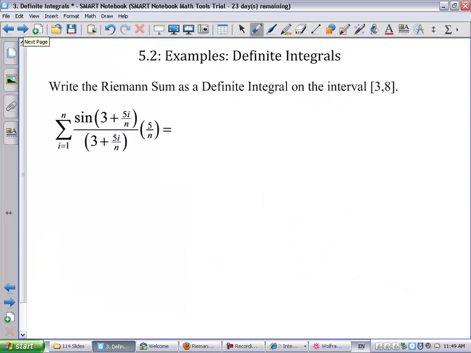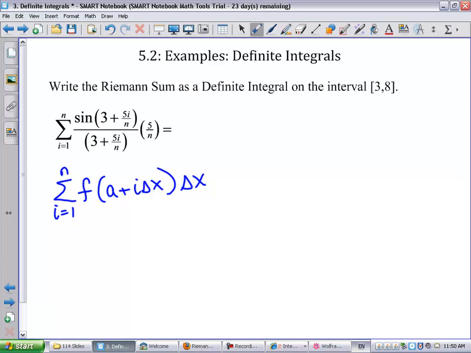All right, our next example says write the Riemann sum as a definite integral on the interval from 3 to 8. So we have a Riemann sum here. And they want us to say, if we take the limit of this Riemann sum, what integral would it be? So this is an interesting kind of problem. What we want to do is try to match it up with the general form of a Riemann sum. So here is a right Riemann sum. Now notice this problem uses i's instead of k's, but that doesn't make any difference.